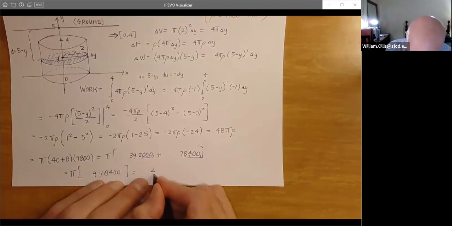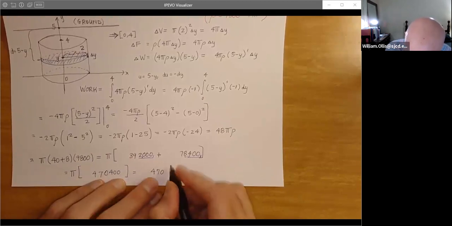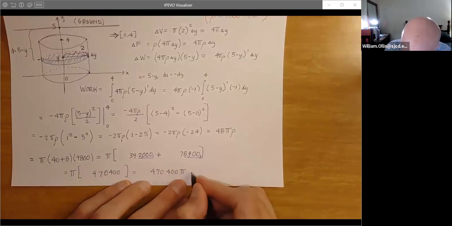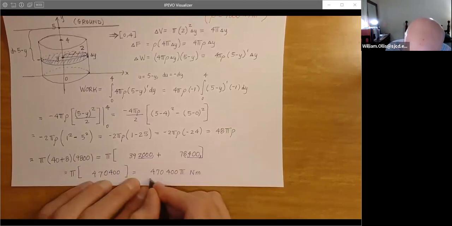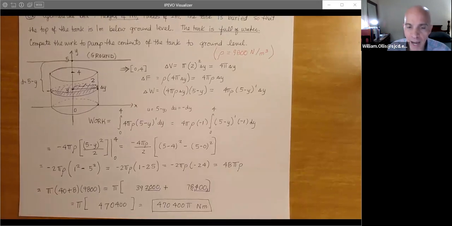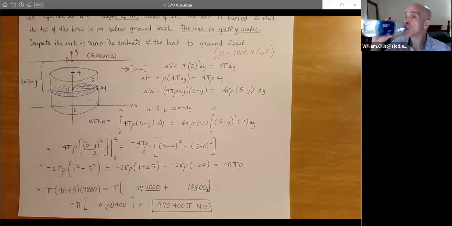So this gives us 470,400 pi. And this will be in Newton meters. So again, not an overly difficult calculation, but the same kind of arithmetic that we've been doing. And this is probably what your physics professors do. Just run the constants through the problem, and then of course we want an exact answer.